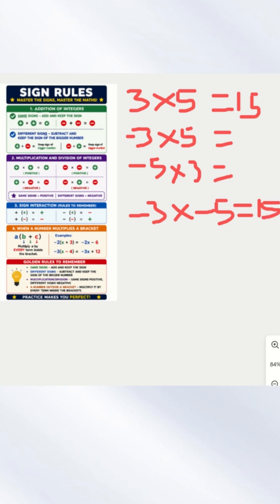So you're not going to put minus 15 when it is multiplication. If it is addition, it's different. But when it is multiplication, minus times minus will give you positive. Plus times plus will give you positive.